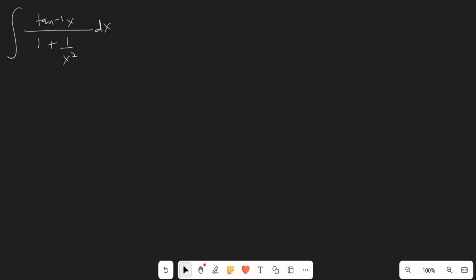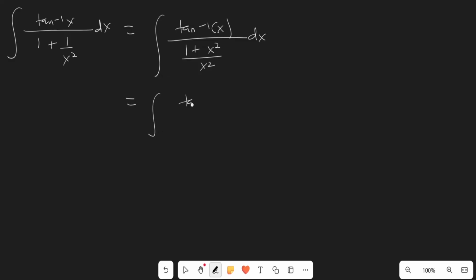So let's solve this integral. So first we can start off by rearranging this integral. So the integral of tan inverse of x all divided by, this can also be written as that's the denominator, that is 1 plus x squared all over x squared dx. So we can flip the denominator, so that becomes tan inverse of x times x squared here, all divided by 1 plus x squared dx.